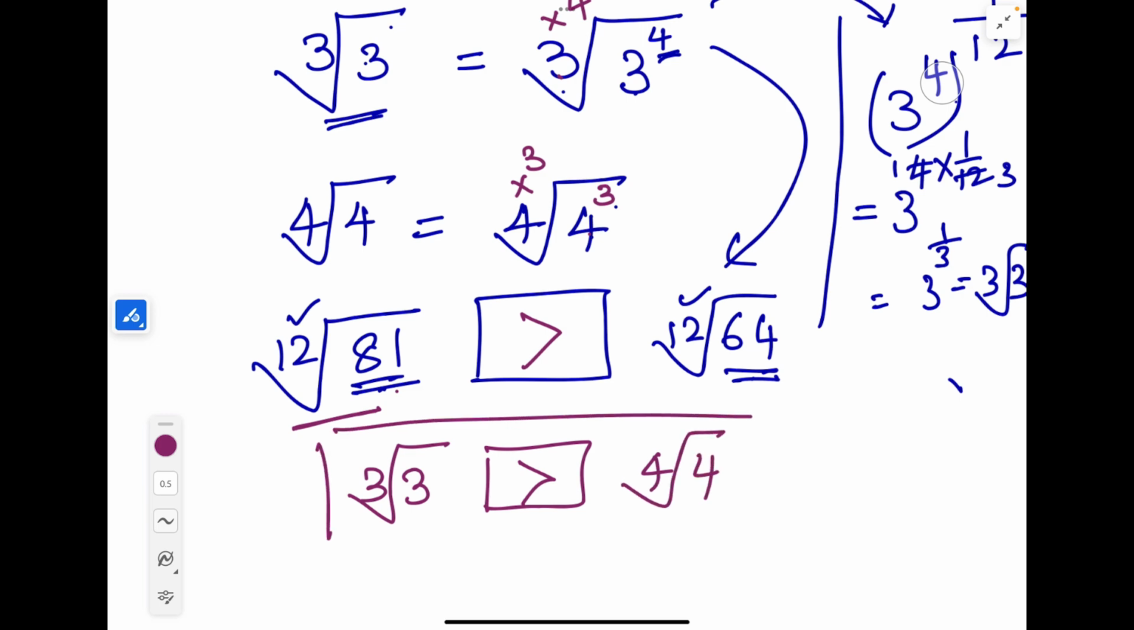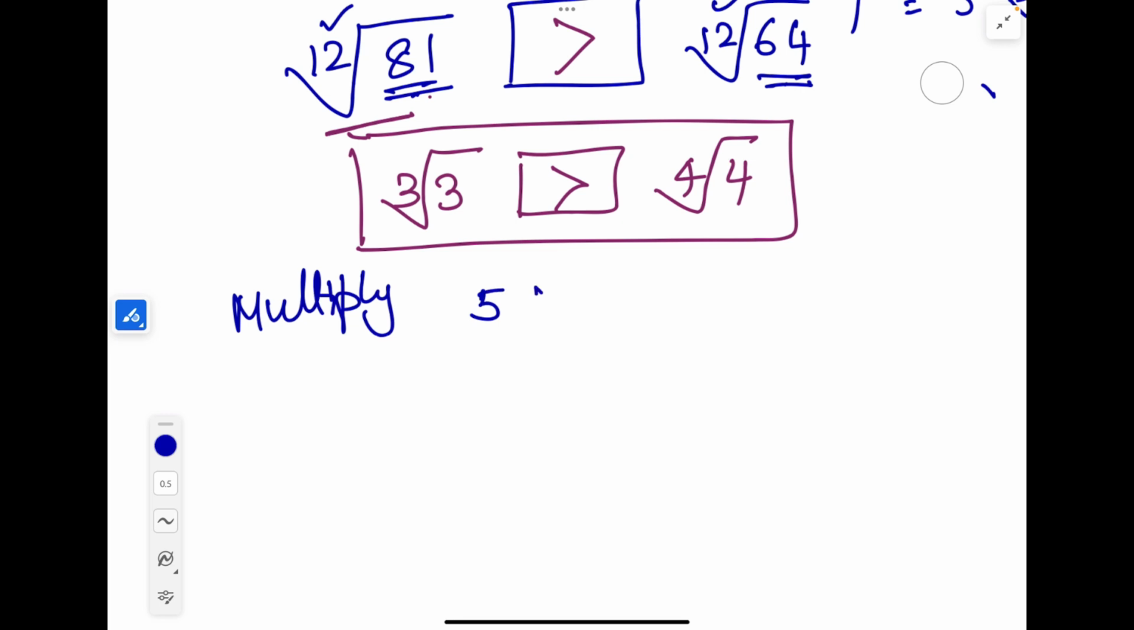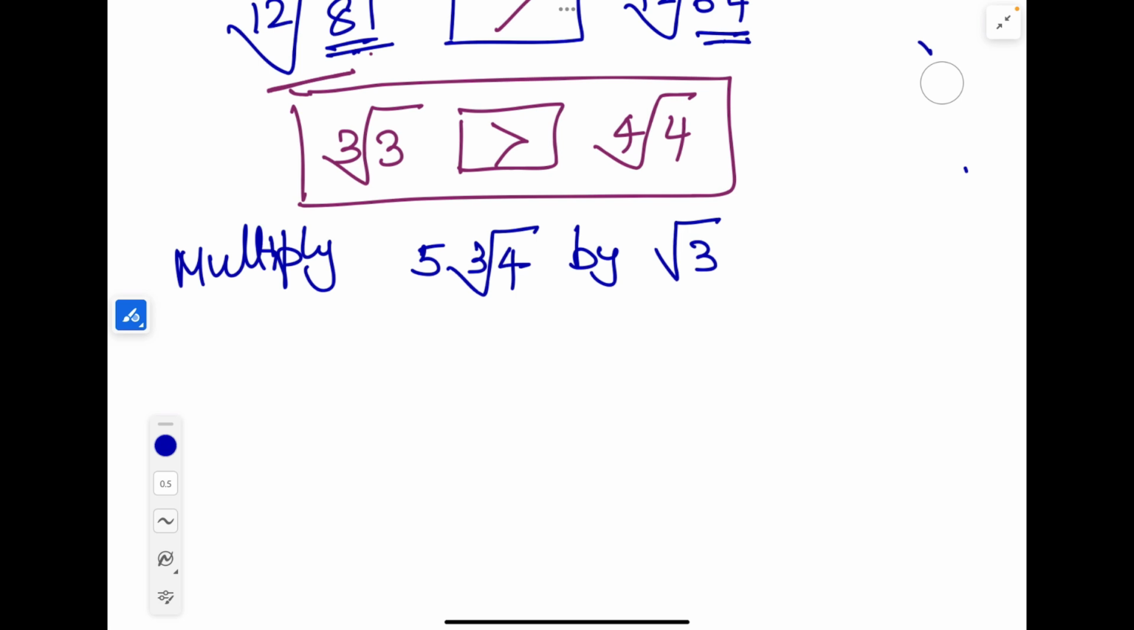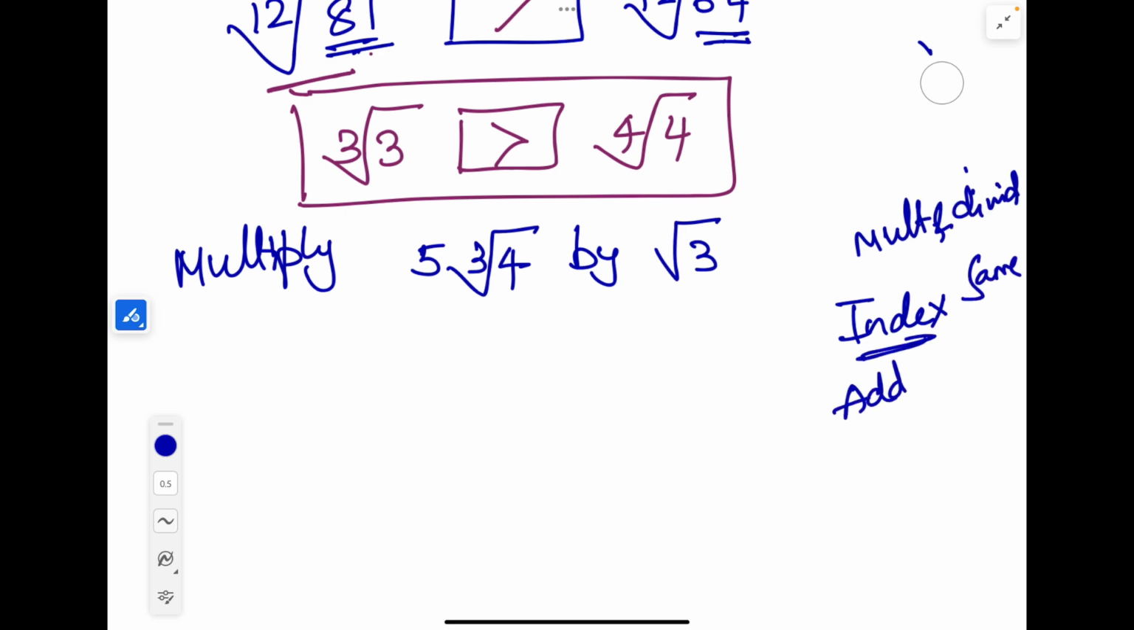Hope this is clear to you. Now we will see a sum. Multiply 5 into cube root of 4 by square root of 3. Children, whenever we multiply, the index should be same. Whenever we multiply or divide, for multiplication and division, the index should be same. Whenever we add or subtract, the index and the radicand should be same, then only we can add or subtract.